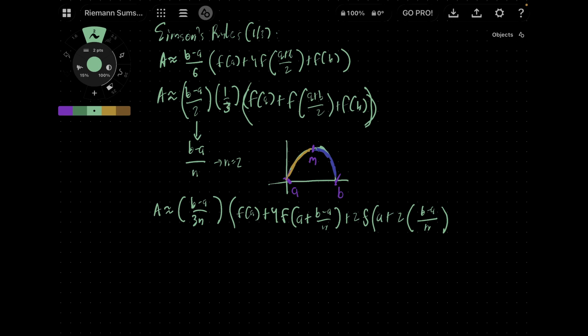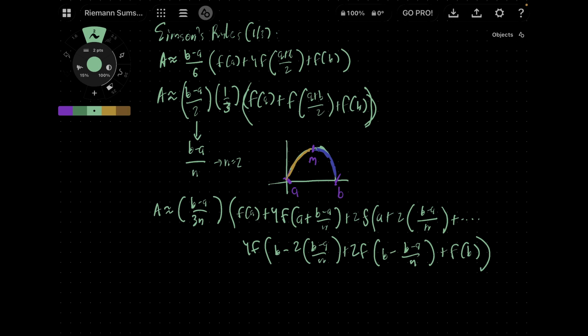And then this repeats 4, 2, 4, 2 until we go to the end where we have 4 multiplied by the function where the value of x is b minus 2 times (b minus a) over n, then plus 2 multiplied by f of b minus (b minus a) over n, and then plus f of b. Now, this is not much more complicated, but it provides a lot more accuracy when it comes to approximating other functions that are not quadratic.